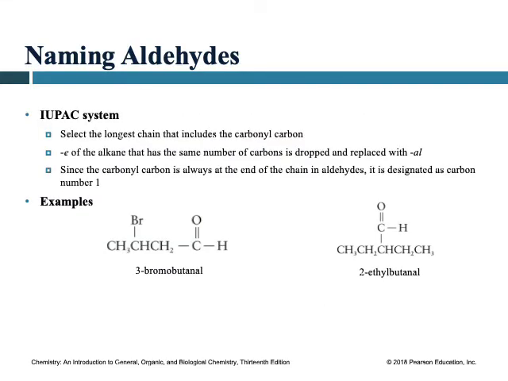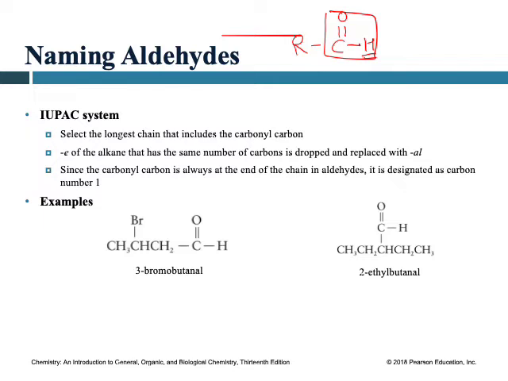So now let's learn how to name an aldehyde. We already know how the aldehyde looks. Aldehyde is always R with a carbonyl group, C double bond O, and then you will have H at the end. So this is your aldehyde group. If you find this group in any hydrocarbon or any organic compound, that means we are talking about an aldehyde.